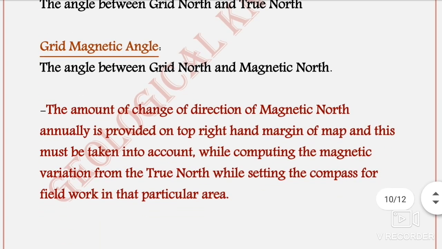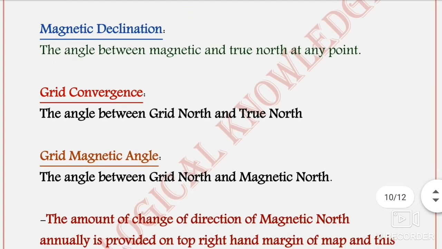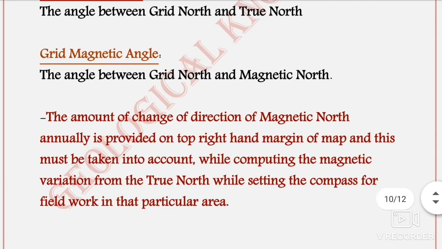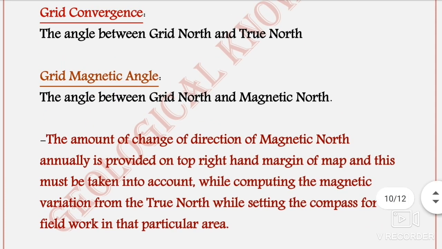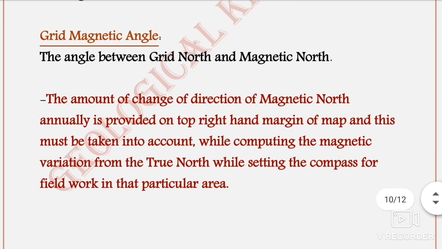The magnetic angle. So the angle between the grid, so you must understand the basic terms. Here there are three components mainly: the magnetic north, the grid north and the true north, and the direction.